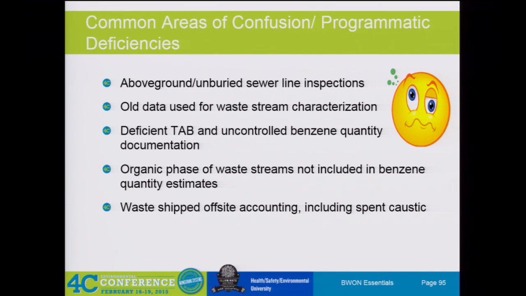Deficient TAB and uncontrolled benzene quantity documentation. So Brian covered this a lot, on every step that you need to have documented. Lots of times some of those pieces are missing. Those are really easy things for an auditor to catch too, because they literally can go through the reg and go check, check, check, check. If you don't have it, it could lead to fines, right?